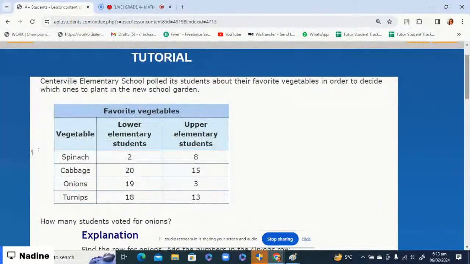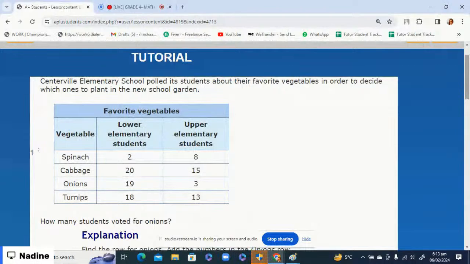Centrevilla Elementary School polled its students about their favorite vegetables in order to decide which one to plant in a new school garden. Vegetables are given, lower elementary students are given, and then upper elementary students are given. The vegetables are spinach, cabbage, onions, and turnips. The lower elementary students are 2, 20, 19 and 18.